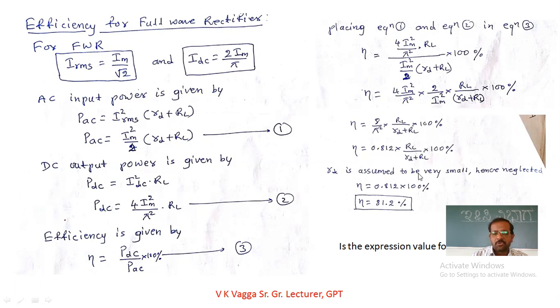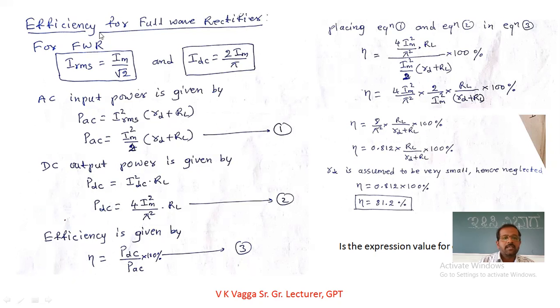RD is assumed to be very small, and it is going to be neglected here. So RL divided by RL is going to cancel. Eta is equal to 0.812 into 100%. So eta is equal to 81.2%. Okay, it's very simple. Again, I'm going to repeat the efficiency.